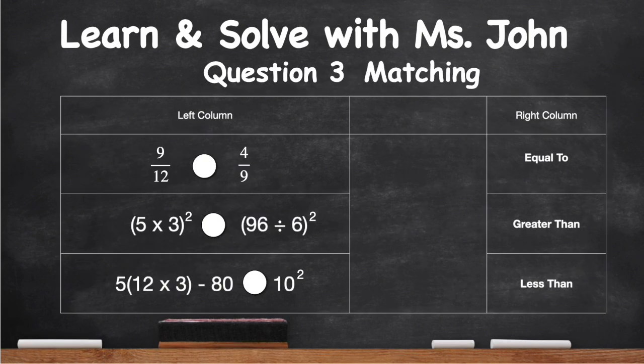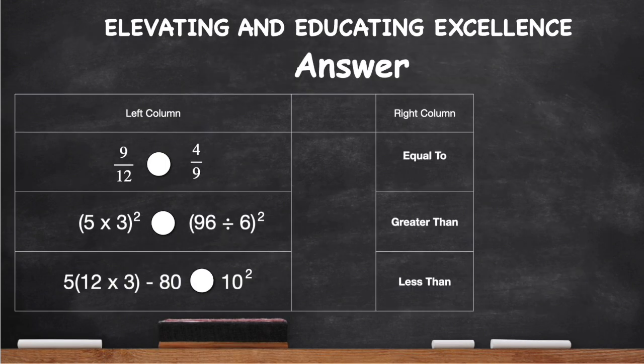Question number 3. We're going to match the left column with the right column. You got this. Answer. So in order for us to answer this question, we're going to take the fraction and put it into a decimal. So we're going to take the top number and divide it into the bottom number. Also, keep in mind, you're looking at which decimal is closest to 1.